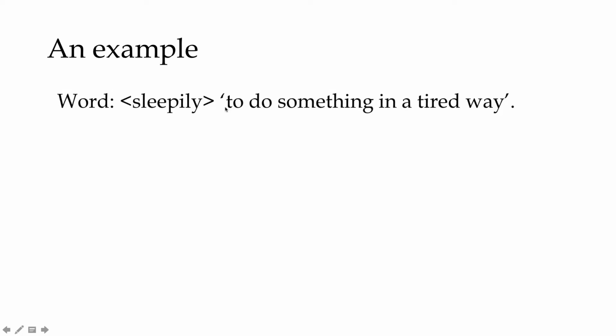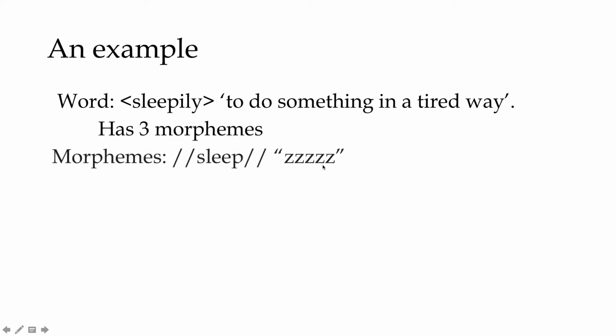Another example of this, a three morpheme word, a trimorphemic word, would be the word sleepily, which as a whole, if I were to look it up in a dictionary, would mean to do something in a tired way. And you notice that a dictionary entry can have more than one morpheme in it. So this word has three morphemes. Sleep, which means something like zzz, like to fall asleep. This is the way it's represented.